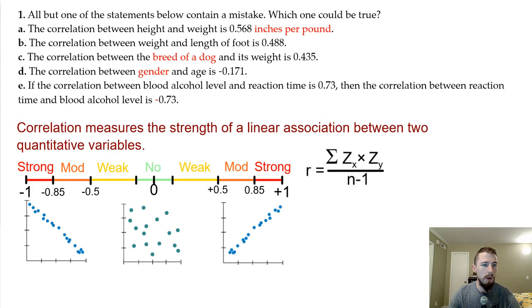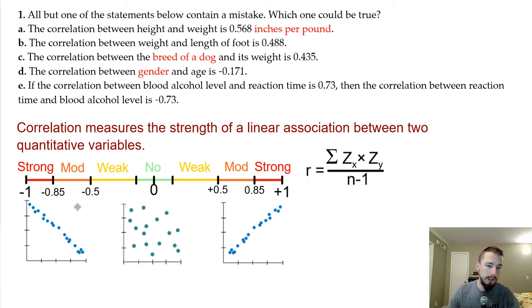All right, so number one, all but one of the statements below contains a mistake. Which one could be true? So we're talking about the correlation between two variables. The correlation measures the strength of a linear association between two quantitative variables. So anytime we have anything categorical, we can't graph a scatter plot for it. We can't calculate the correlation either. Also, the correlation is a number strictly between -1 and +1. And -1 and +1 would be a perfect correlation, which never happens unless we're measuring some law of nature or law of physics, something like that.